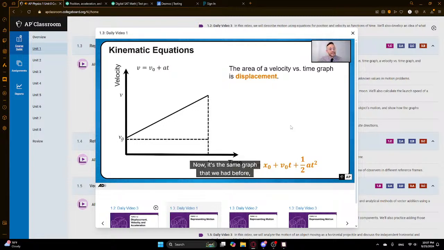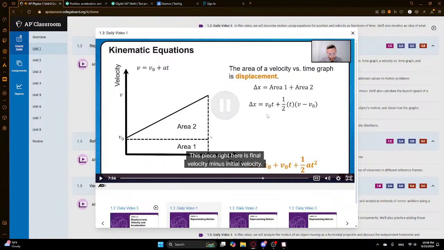Now it's the same graph that we had before, but instead of looking at the slope, we're going to look at the area. So we have area 1 and area 2. Our displacement is going to be those two areas added together. Area 1 is this rectangle, and it's going to be the initial velocity times the time. That's just the length of the rectangle times the width of the rectangle. Area 2 is a triangle, so it's 1/2 the base, which is time, times the height, which is final velocity minus initial velocity.